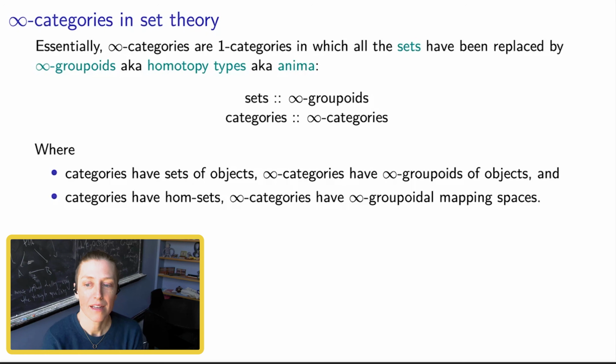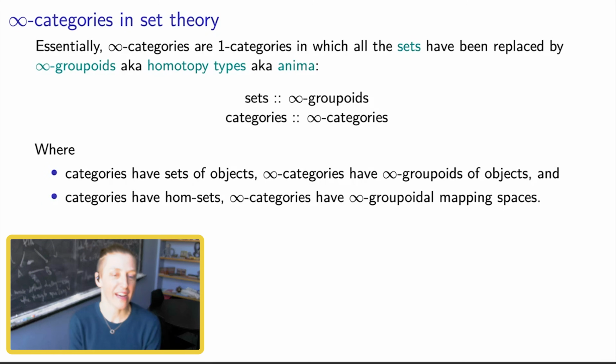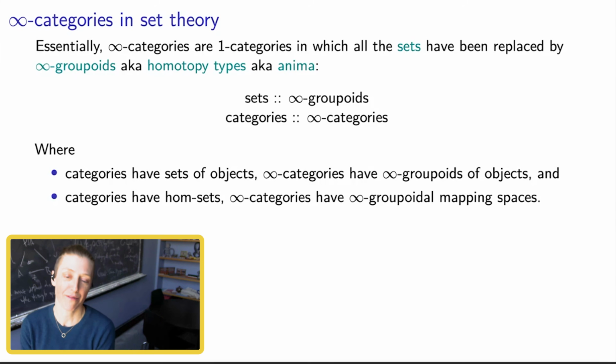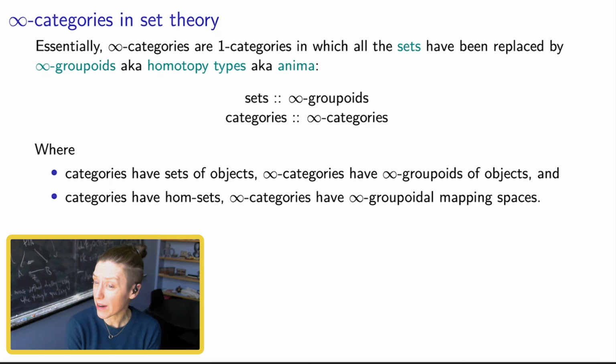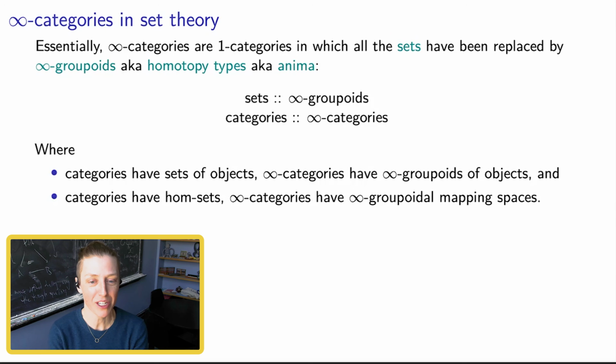So what do I mean by that? A category has a set of objects. An infinity category will then have an infinity groupoid of objects. A category will have a Hom set, the set of arrows from a particular object to a particular object. An infinity category will have an infinity groupoidal mapping space.